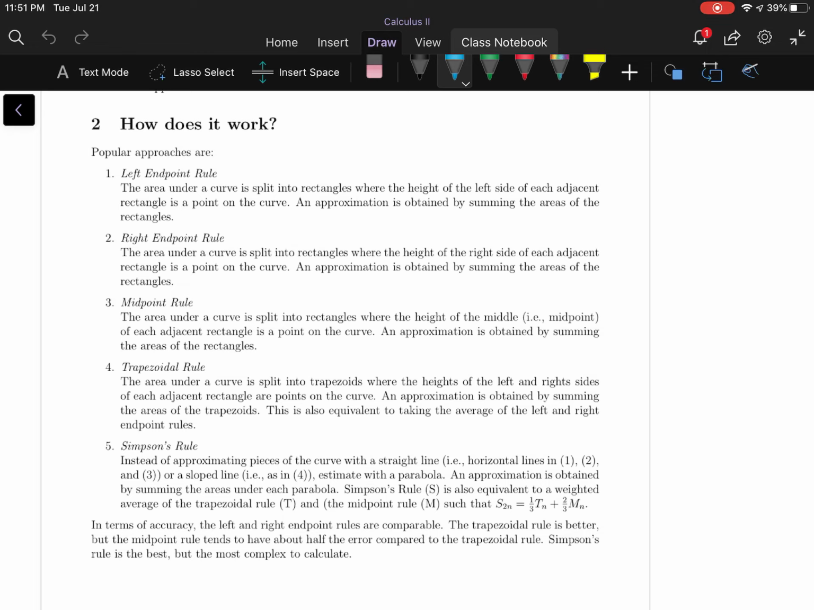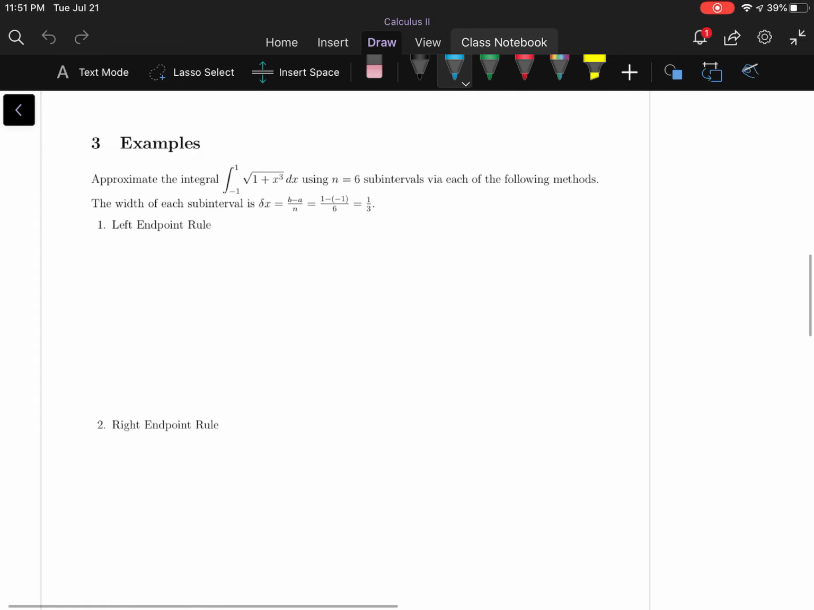I'm going to present this more intuitively, and I'm going to use the exact same problem for the rest of this handout to demonstrate how to apply each of these approaches. The problem is finding the area under the curve square root of 1 plus x cubed between -1 and 1. And we want to do this using n equals 6 subintervals, which is just another way of saying rectangles.